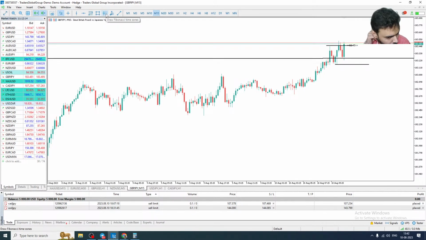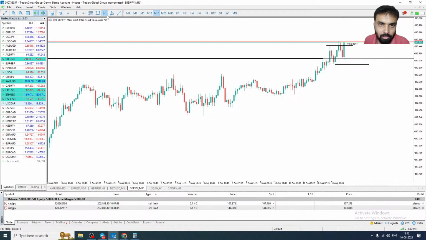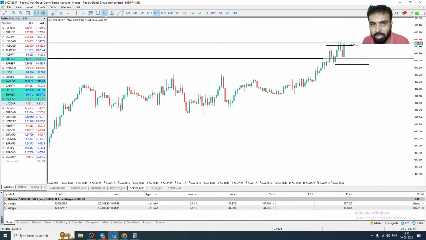Now, one more tool I used in the past is Fibonacci, what do you call it? The time zones, Fibonacci time zones. In the past, maybe some 6, 7 years before, I have used Fibonacci time zones. People use it for finding the next movement, the next impulsive move.